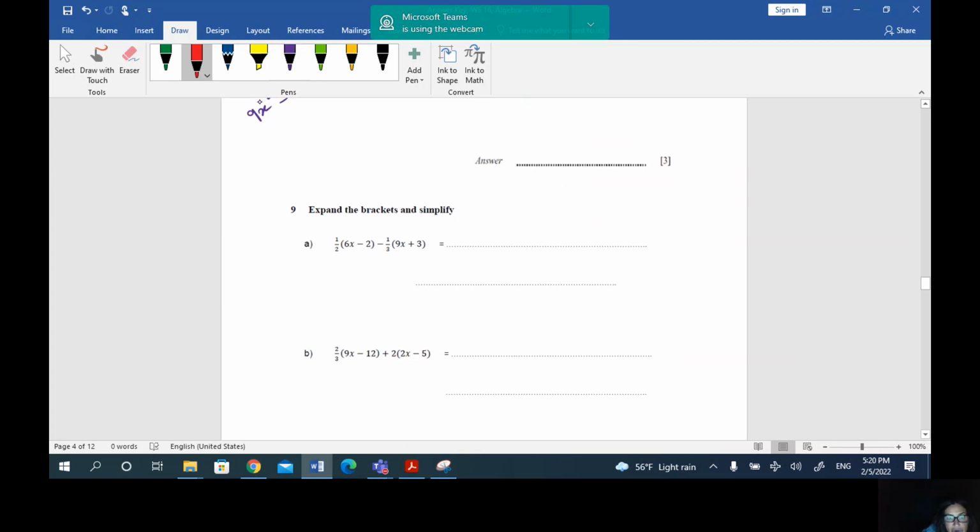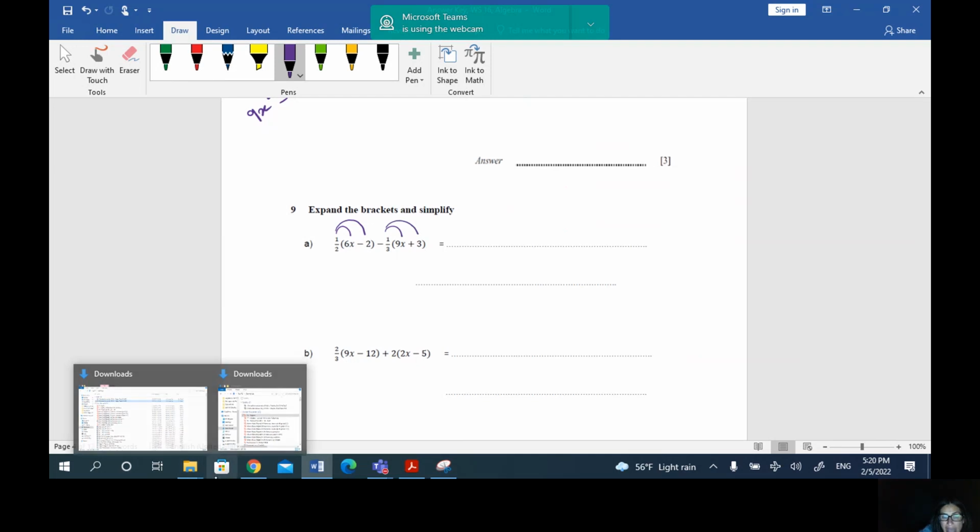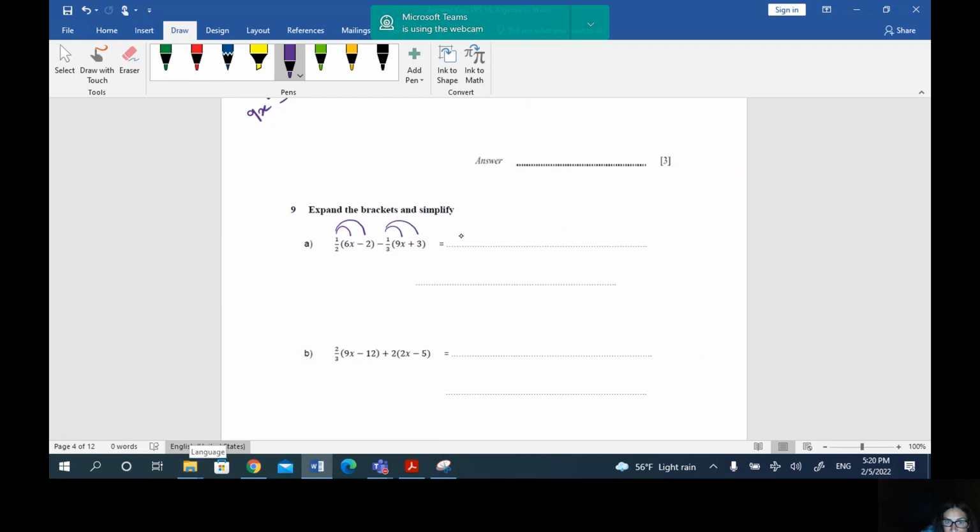Expand the brackets. All right. So we're going to multiply the half by 6x and then by negative 2. We're going to multiply the negative third by 9x and then by 3. So half times 6x, it will come down to 3x. Half times negative 2, it will come down to negative 1. Negative third times 9x, it will come down to negative 3x. Negative third times positive 3, it will come down to negative 1.